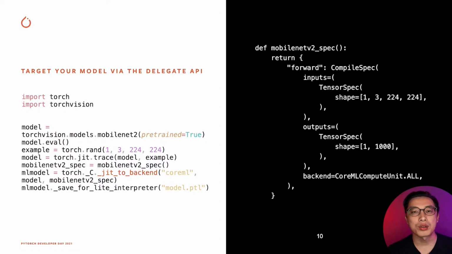We can also specify the hardware you want to target. By default, the model will run on CPU. In this example, we use all to allow CoreML to select the best processing unit to use, which includes the neural engine if it's available.